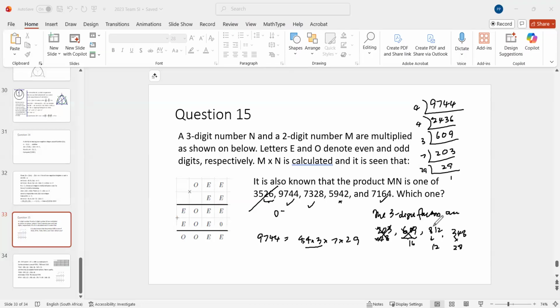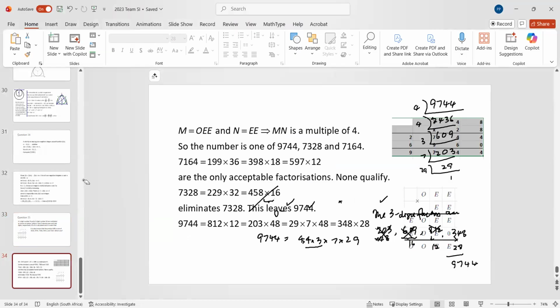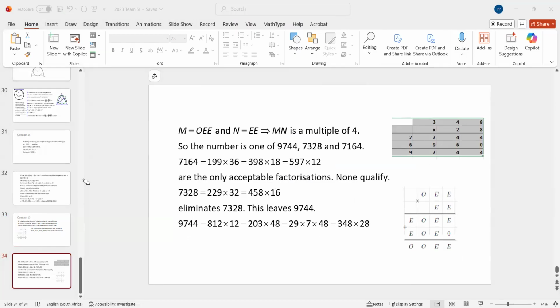I need not try this too. Need not try this. But I can try this one here. This is odd, even, even. And here you got even, even. So you got this, and actually if you multiply these two, you're going to get 9744. So it turns out that this works, right? And when you multiply it in detail, as you can see here, I've done it. There's 348 times 28, right? You'll see this is what I get.